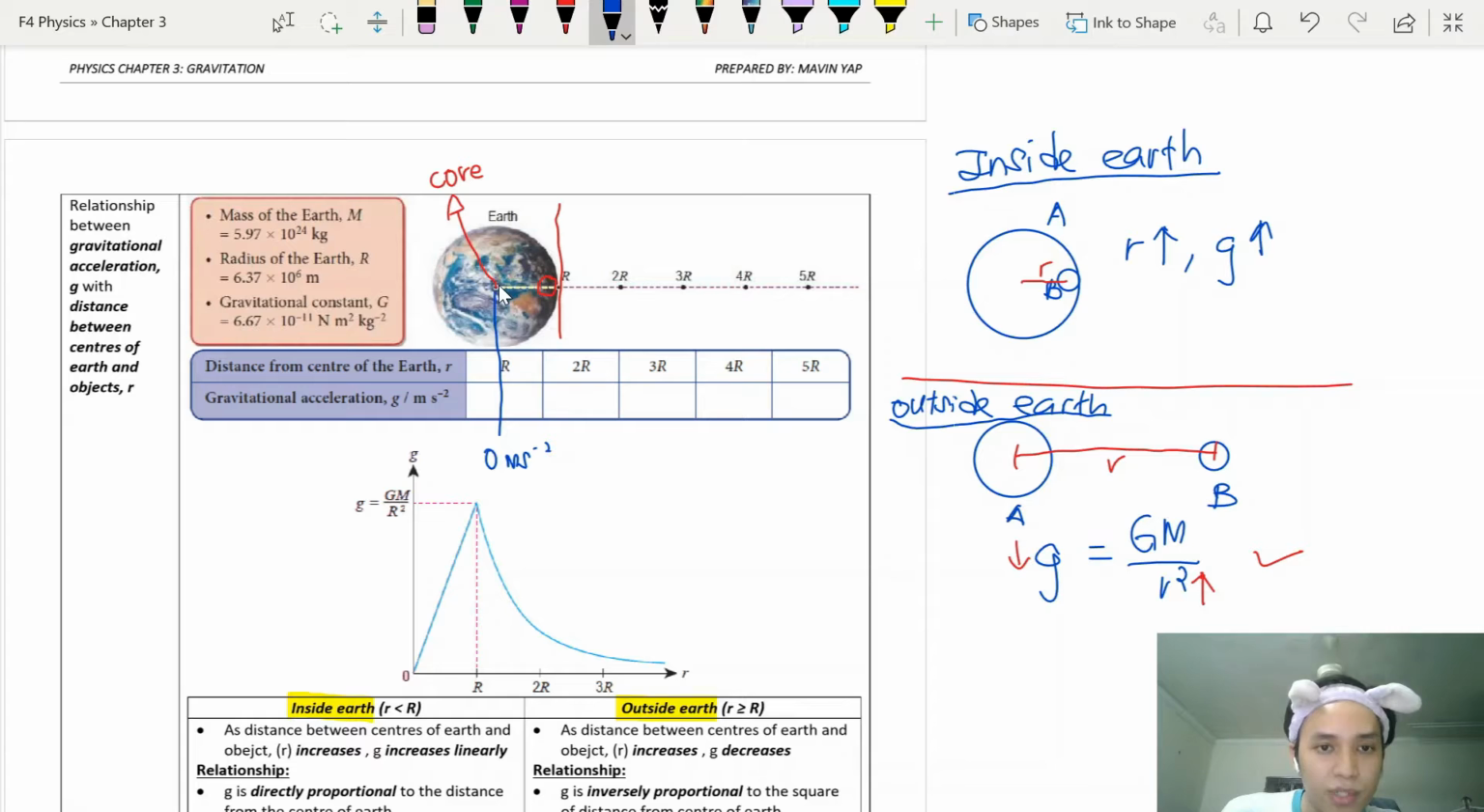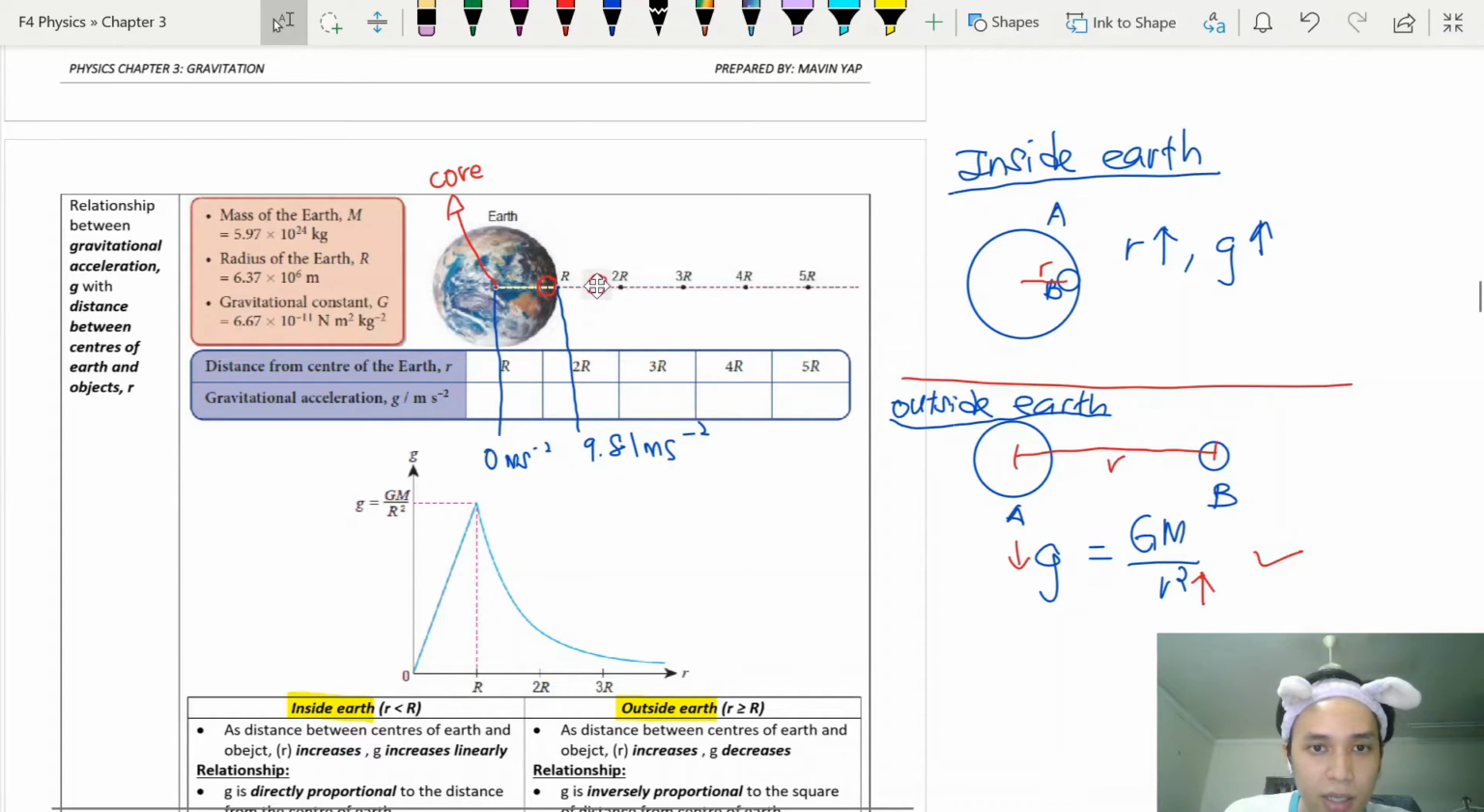And then as the object slowly moves to the surface until it reaches the surface, at this point here, this is where you get your gravitational acceleration. And then if the object continues to move, let's say my friend here decides to go out from the Earth. Okay lah, jalan-jalan sampai keluar.